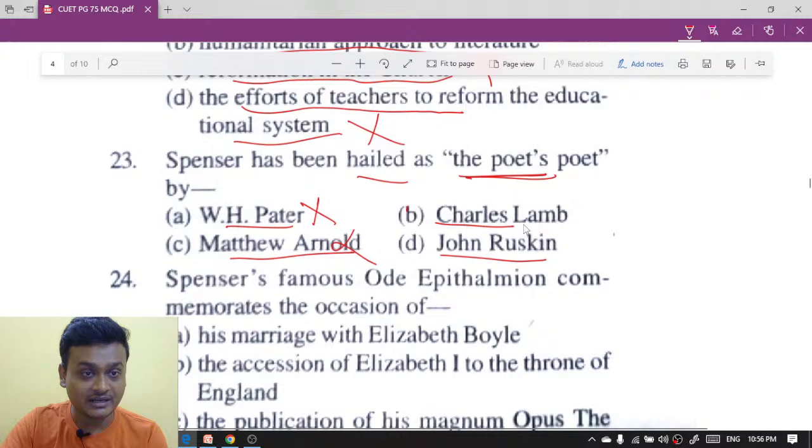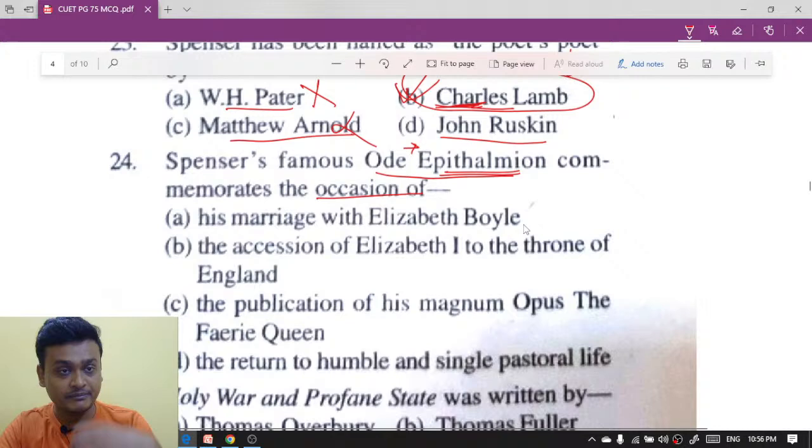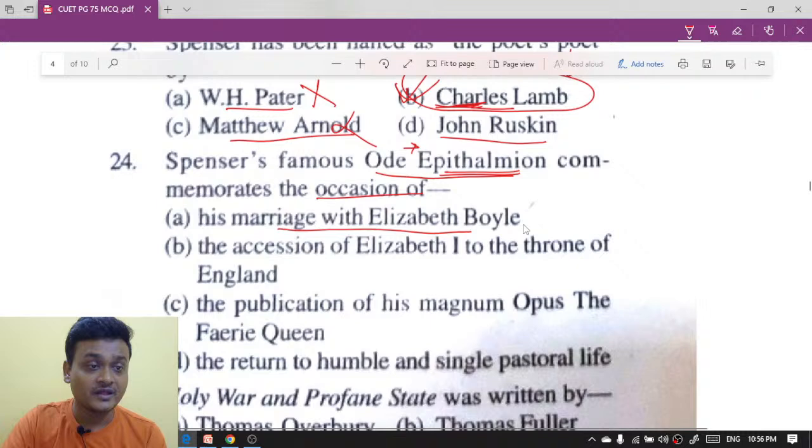Next question. Spenser's famous poem named Epithalamion commemorates the occasion of. So Spenser in his famous poem called Epithalamion is commemorating the occasions of his marriage with Elizabeth Boyle, the accession of Elizabeth I to the throne of England, or the publication of his magnum opus, The Faerie Queene, or the return to humble and single pastoral life. So in Epithalamion, he has commemorated his marriage with Elizabeth Boyle. So A is the right option.